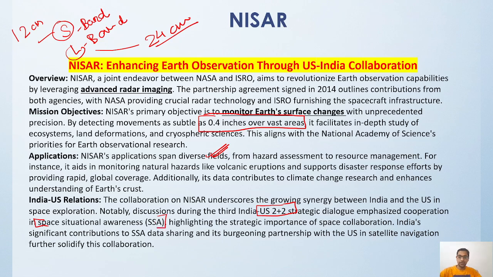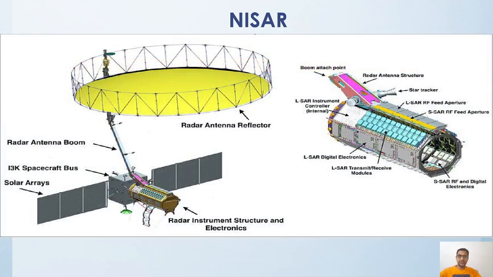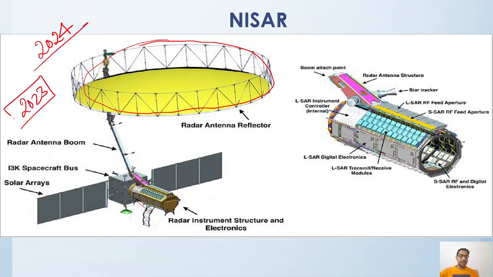Here you can see the NISAR satellite, with a very big radar antenna reflector that will be put in space for the first time. I think the launch was earlier planned for 2023, but it got delayed because of a certain problem with the satellite system. There was a problem with the technicalities of sending the L band and S band, so it went back to NASA. Now it is planned to be launched in 2024, this year.